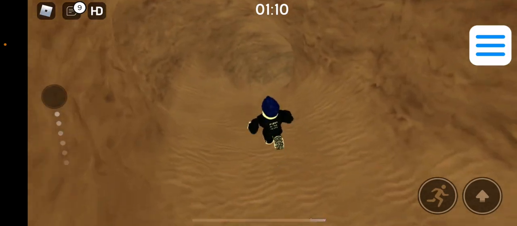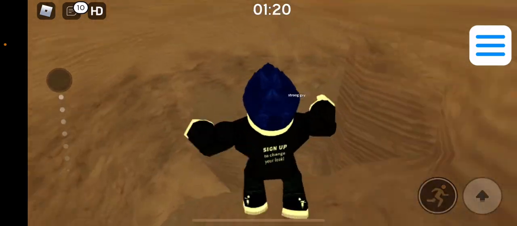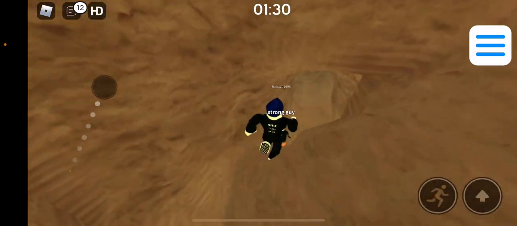I just like jumping a lot when I'm in the catacombs. It's like literally what I always do. Whenever I'm in the catacombs looking for chests, I always jump like that.